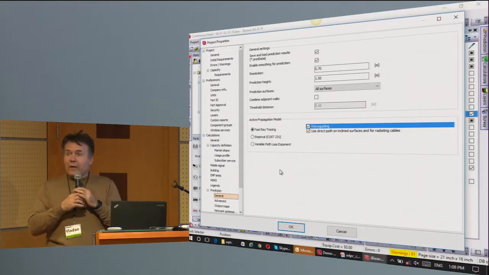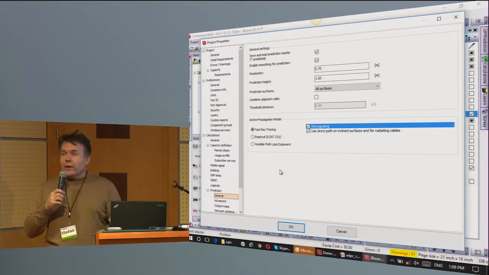And in our tool, because this is a laptop version, you can go to project properties. And there, it gives you the option of which propagation model you want to choose: fast ray tracing, COS231, or variable path loss exponent, or VPLE. So you can choose any of the three. Fast ray tracing is what I would suggest if you have a laptop, and the other two if you have a tablet.